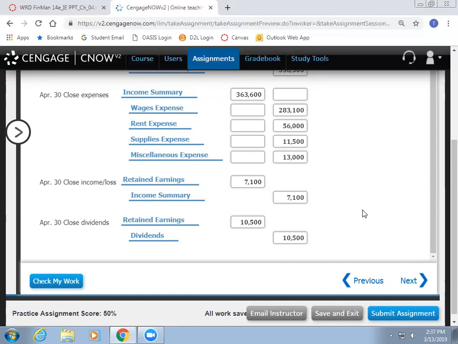So those are always the 4 closing entries. Close revenues into income summary. Close expenses into income summary. The third, close income summary into retained earnings. And fourth, close dividends into retained earnings. The only part that you have to think about is whether it was a net income or a net loss. Otherwise, it's the same structure, okay?